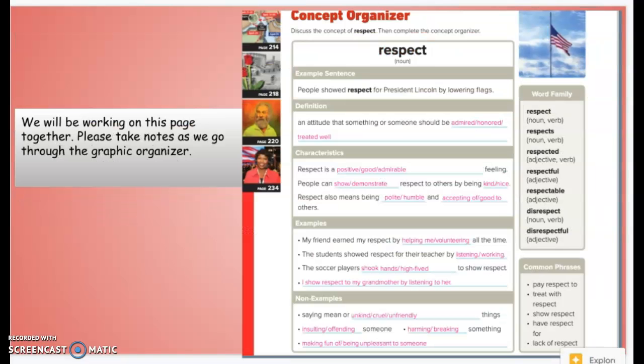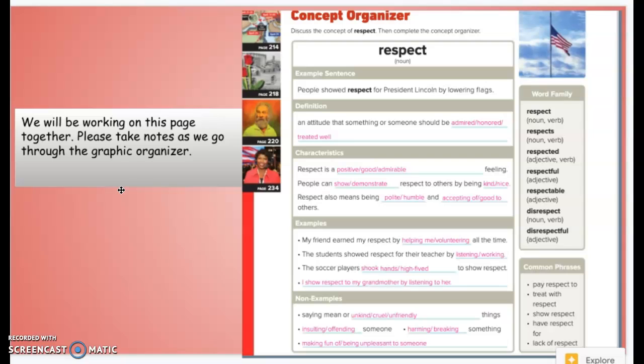Now this next page, we're going to be working on this together. So as I read through it, again, it's the same page, but this just has some answers and some notes. I want you to copy these as we read through them. All right? Again, we're going to be working on this page together.